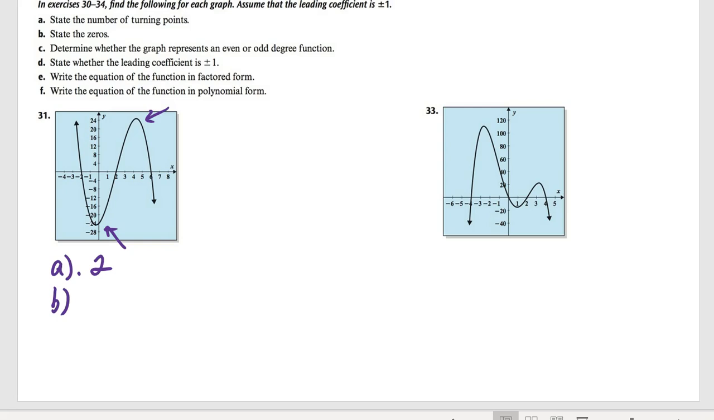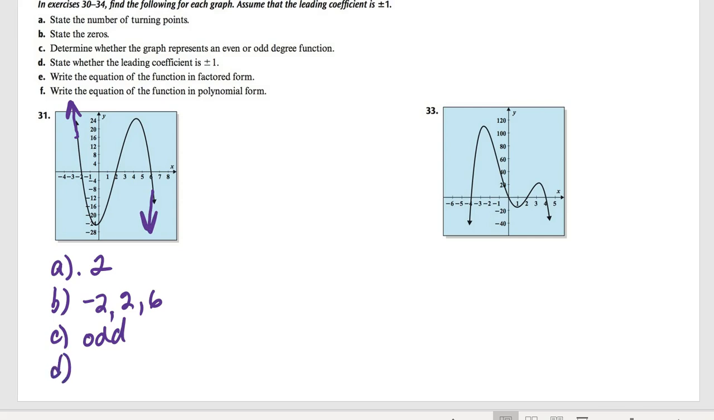Part B says state the zeros. The zeros simply are where the curve crosses the x-axis. So there's going to be one here, one here, and one here. So these will be -2, 2, and 6. Part C says determine whether the graph represents an even or odd degree function. So if the ends point in different directions, one up and one down, it's going to be odd. If they point in the same direction, both going up or both going down, it's going to be even. Well, ours, the left points up and the right points down, so it's going to be odd.